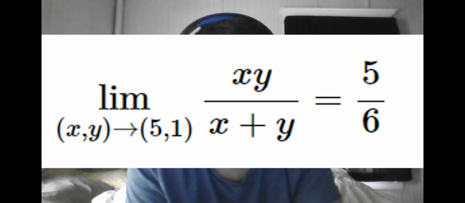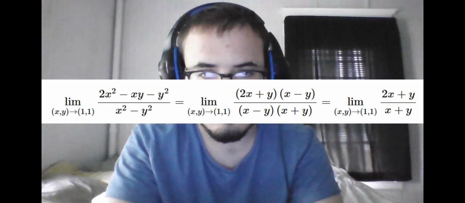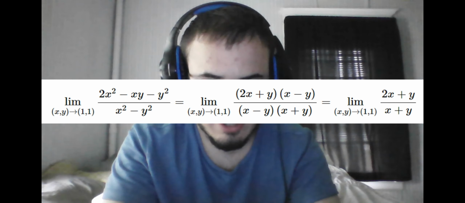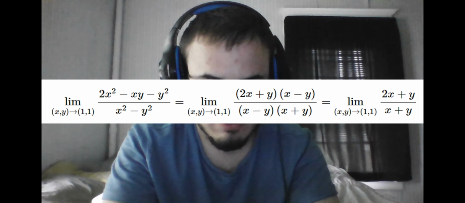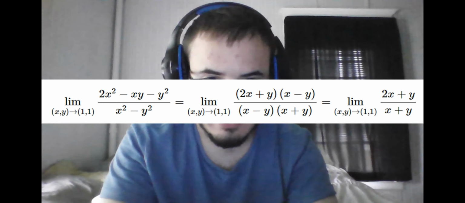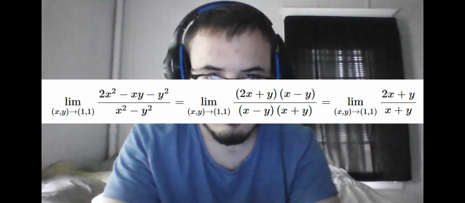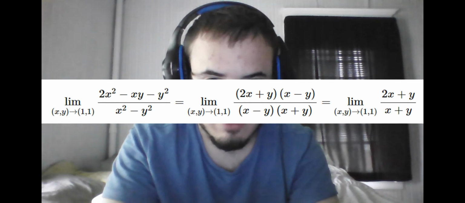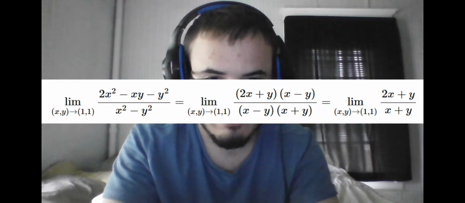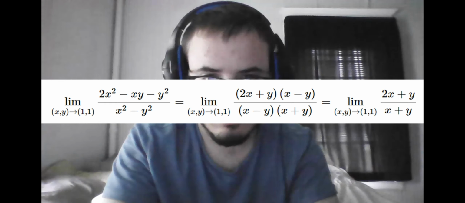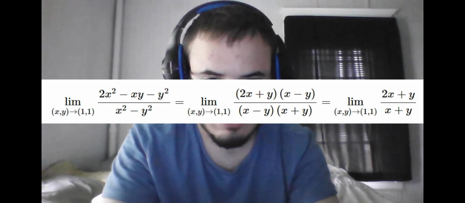For limits that are not continuous at the point in question, we can see that we can use the same tricks from Calculus 1 in some cases as in this example. We factor the numerator and denominator because plugging in the x and y directly gives you division by 0. We see that x minus y cancels out. So now we have it in a form where we can plug in the x and y values, and we get 3/2 as our final answer.